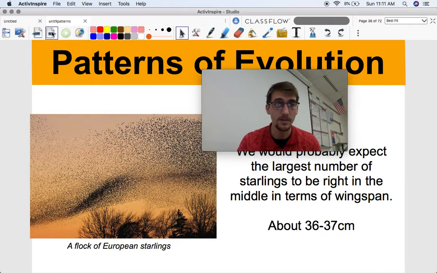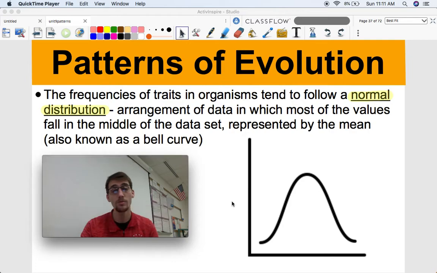This distribution of frequencies of traits in organisms tends to follow a pattern called a normal distribution. You may have heard of this in a math class if you've ever taken statistics, or if you've ever talked about test scores. I'll come back to that in a second. A normal distribution is the arrangement of data in which most of the values fall in the middle of the data set, which is represented by the mean. Yes, we are getting into some graphs and data when we're talking about evolution today. Here's what a normal distribution looks like. It's also known as a bell curve because it's shaped like a bell.